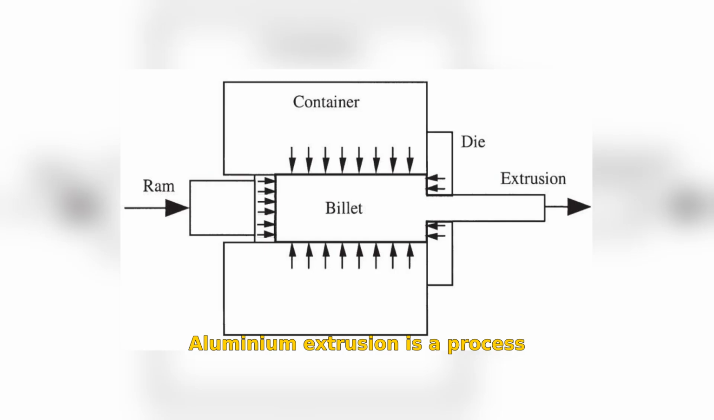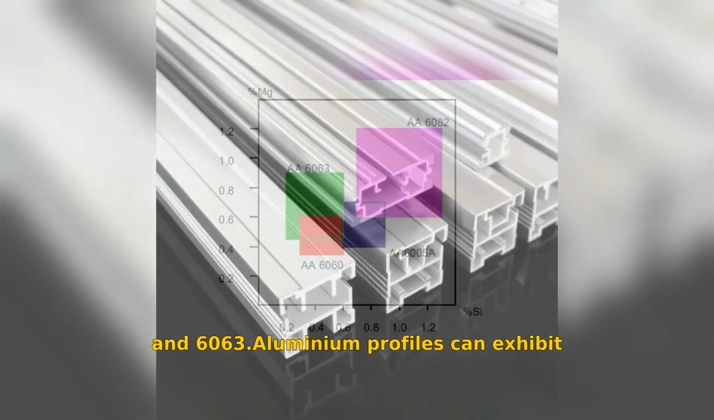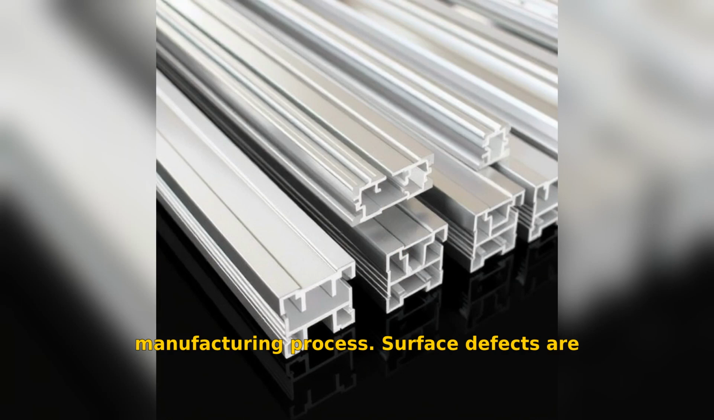Aluminium extrusion is a process in which a billet in a container is forced under pressure through an aperture of a die. Welcome to the exploration of aluminium extrusion surface defects, particularly in soft and medium-strength aluminium alloys, including 6060 and 6063. Aluminium profiles can exhibit various defects due to their manufacturing process.